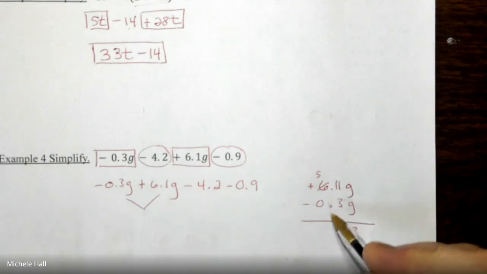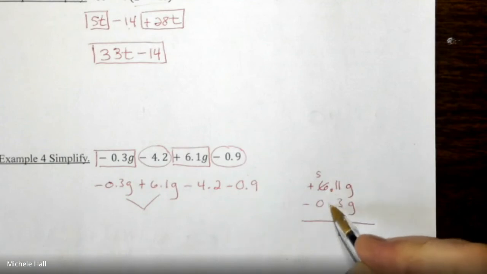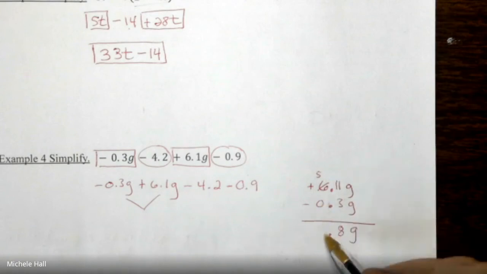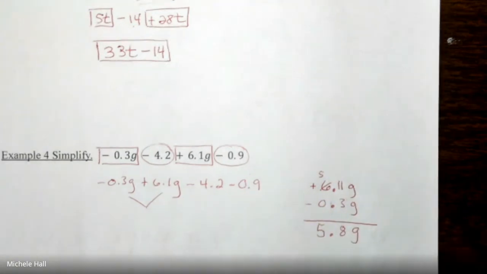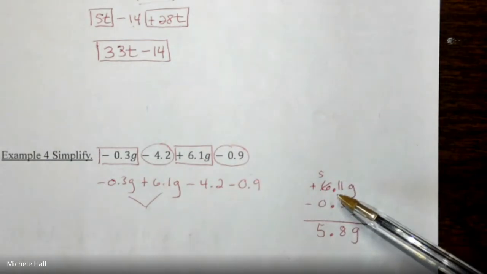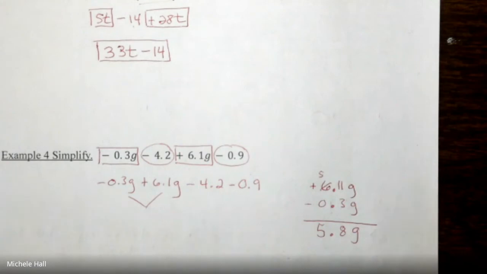When we're adding and subtracting decimals, we make sure that we line them up. And then I bring it down to my answer. And then 5 subtracting 0 is 5. When it's different signs, I subtract, and then I take the sign from the larger number. So it's going to be a positive 5.8 G.